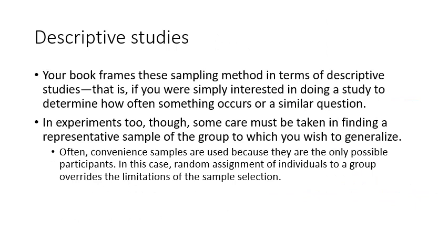So your book frames all of this stuff in terms of descriptive studies. And descriptive studies are just questions, as we said, about how many, how frequently does something occur, that sort of thing. But even in experiments, you want to take some care to get a representative sample, but often we end up using convenience samples because they're the only people we can get to. Like, you might not be able to get to every member of the Navajo Nation, and so we choose those people who are nearest, but then we use random assignment to slightly overcome the limitations of sample selection, and we take care with how we're describing it in our study.